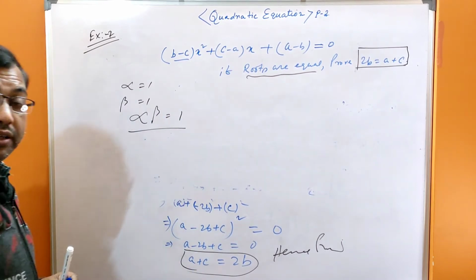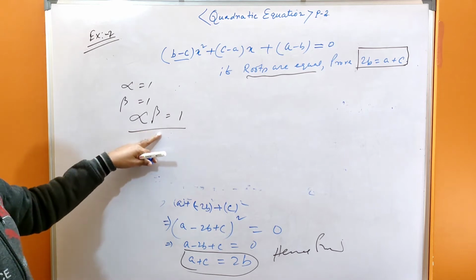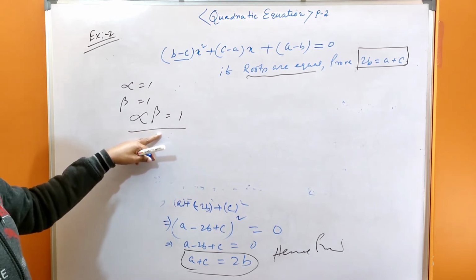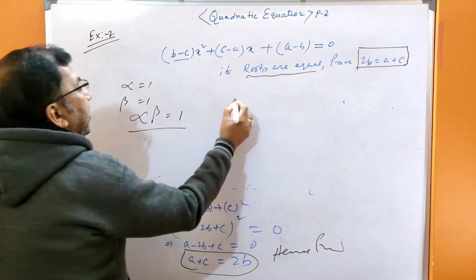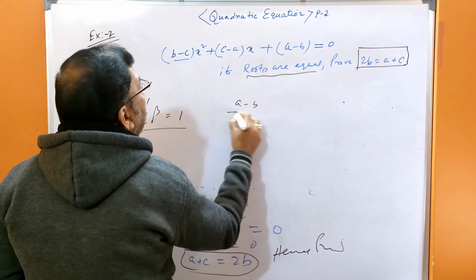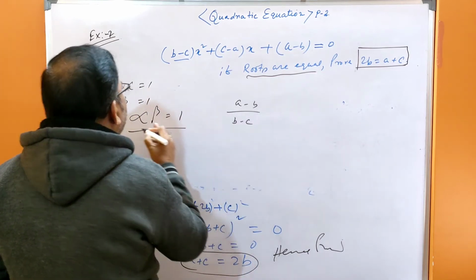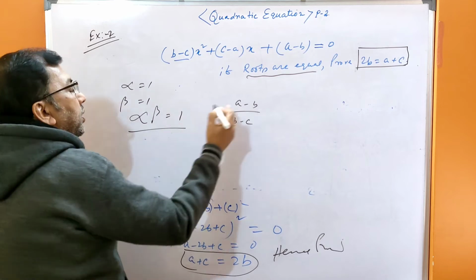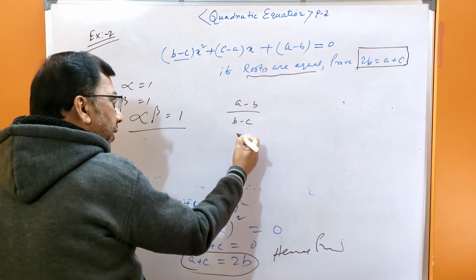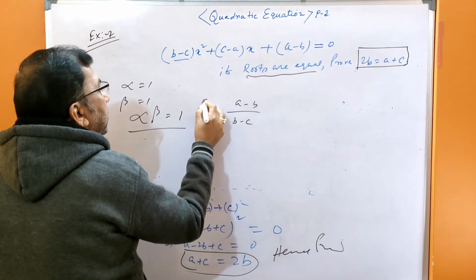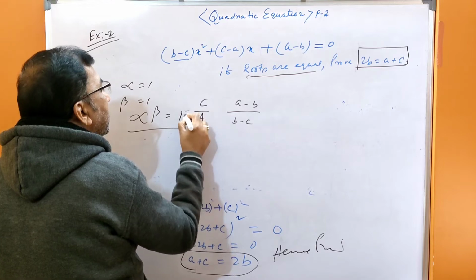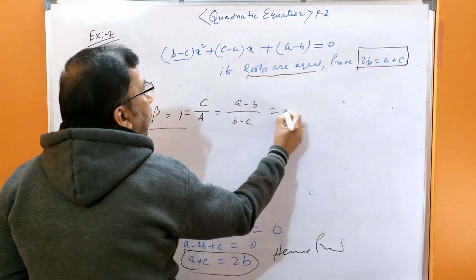Therefore, alpha beta equals 1 into 1, that is 1. And what is alpha beta? Alpha beta का formula क्या है? C by A. C by A क्या है? A minus B by B minus C. तो alpha beta का value कितना? 1. The alpha beta माने C by A. In case of equation, your capital C by A equals 1.